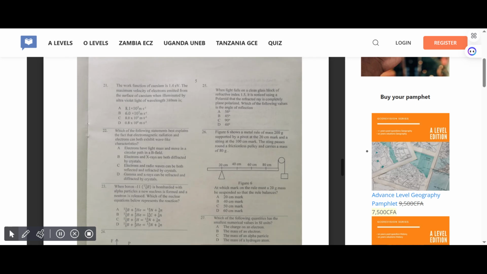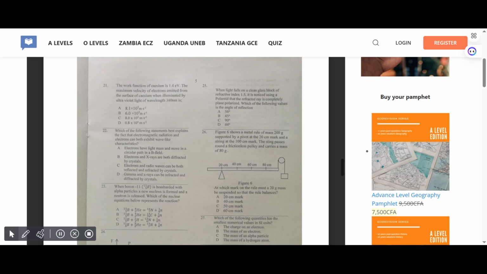When light falls on a clean glass block of refractive index 1.5, it is noticed using a Polaroid that the refracted ray is completely plane polarized. Which of the following values is the angle of reflection? Correct answer for 25 is A, 56.